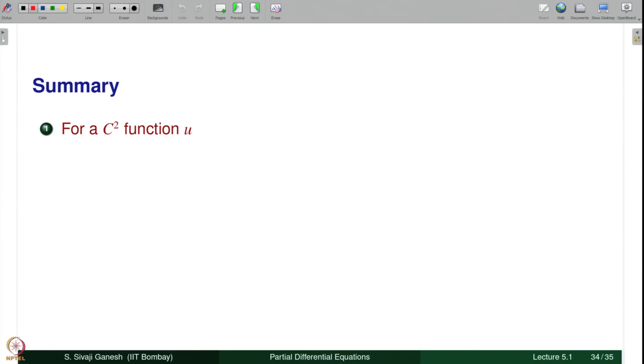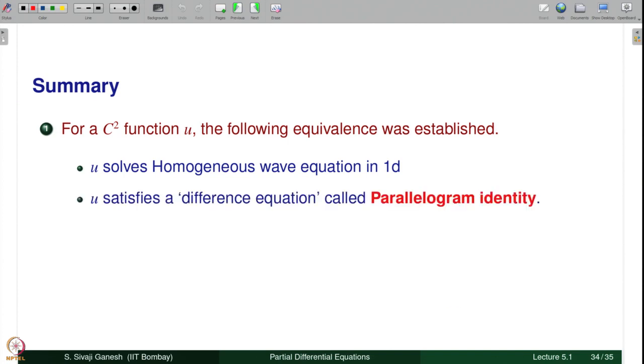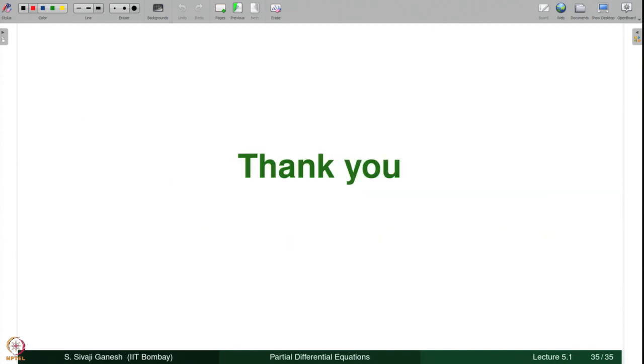Let us summarize. For a C2 function u, the following equivalence was established, that is, u solves the homogeneous wave equation in one dimension if and only if it satisfies the parallelogram identity on every characteristic parallelogram. Then we have demonstrated how the parallelogram identity is useful in solving initial boundary value problems. Thank you.